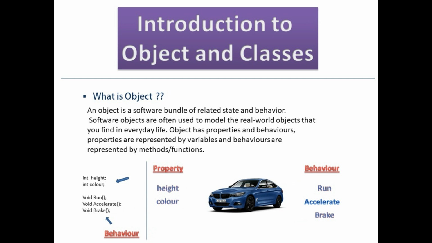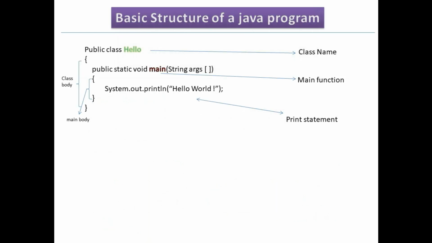Now, what is an object? An object is a software bundle of related state and behaviors. That means an object has properties and behaviors. Like in the previous example of that car, it has a color property set to blue and some behaviors like run, accelerate, brakes, etc. So in Java, we represent these properties with variables and behaviors with the help of methods or functions.